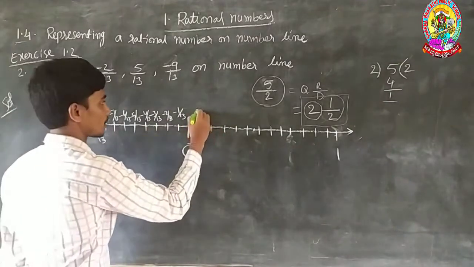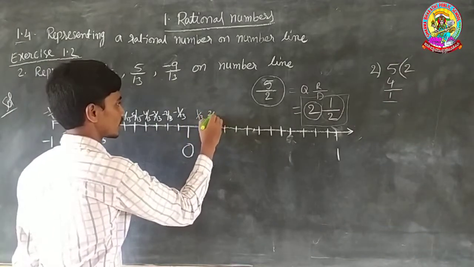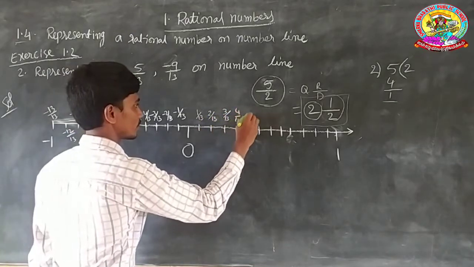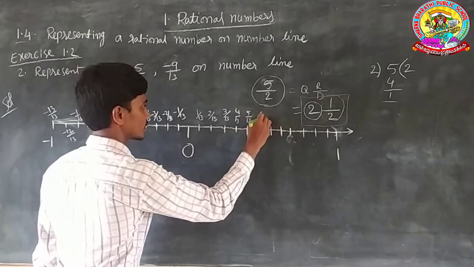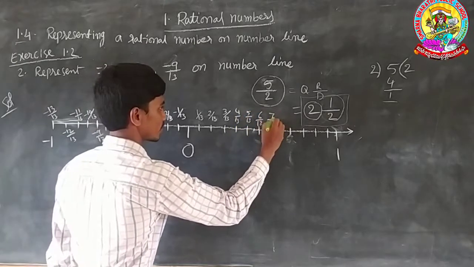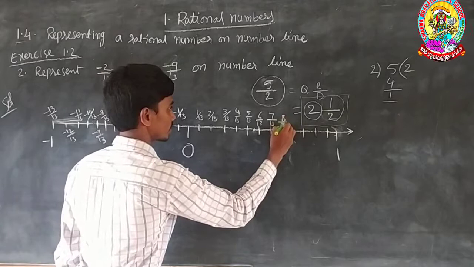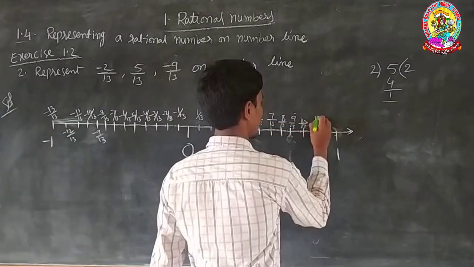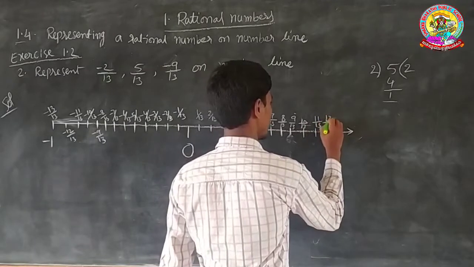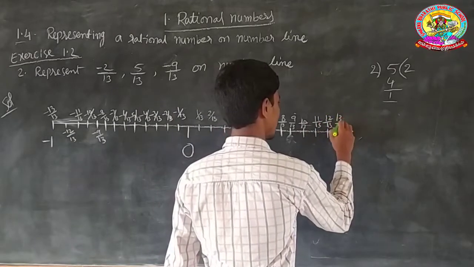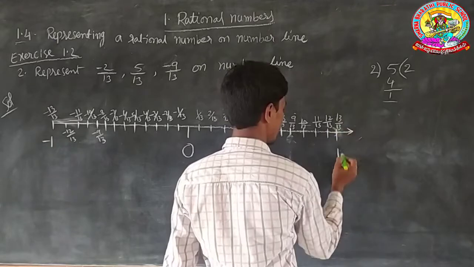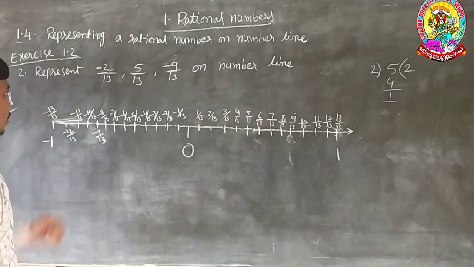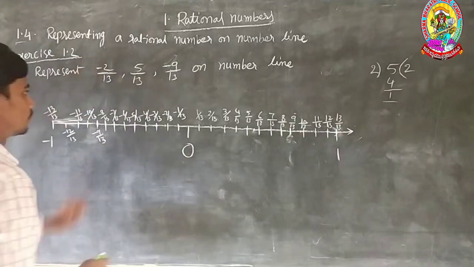This side also: 1 by 13, 2 by 13, 3 by 13, 4 by 13, 5 by 13, 6 by 13, 7 by 13, 8 by 13, 9 by 13, 10 by 13, 11 by 13, 12 by 13, 13 by 13. The value 13 by 13 is equal to 1. So now the number you have to represent is minus 2 by 13, where should it be?